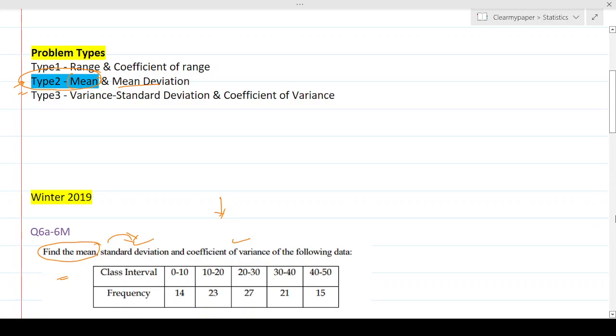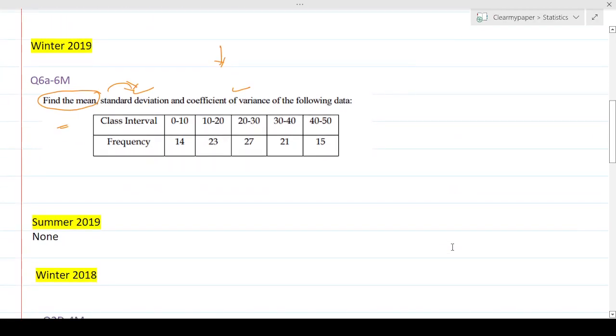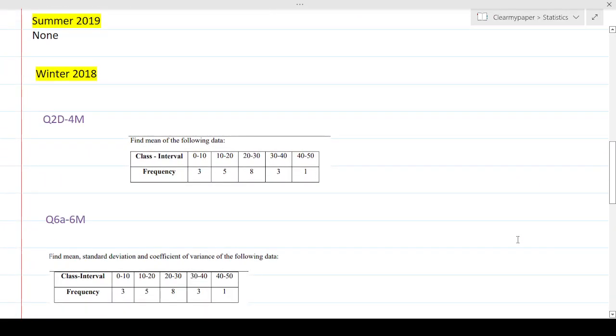So if you see type 2, the first part of the problem, mean, and if you see the question paper starting from winter 2019, we have one question over here where we are asked to find the mean. And since I'll be solving some of the problems, we can keep this for later, but the concept still remains the same on how to solve it. And over here, we'll solve this one. If you check out my previous episode where I was talking about how to calculate mean, this was one of the examples that I took and solved. That is already done as a live session while I was explaining the concept of mean.